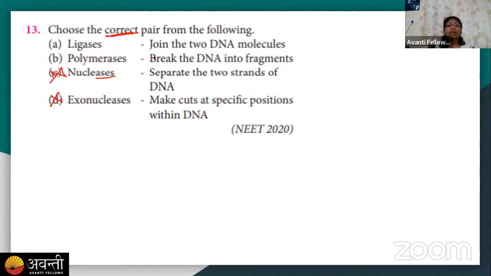Option B says the polymerase are the enzymes which break the DNA into fragments. No, they are the enzymes which are used to synthesize the fragment of DNA. So it is also incorrect. So yes, only one option, that is ligases, which is used for the joining of molecule, is the correct answer. So yes, option A is correct.